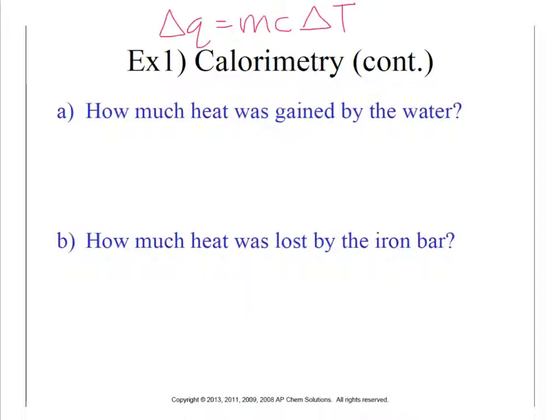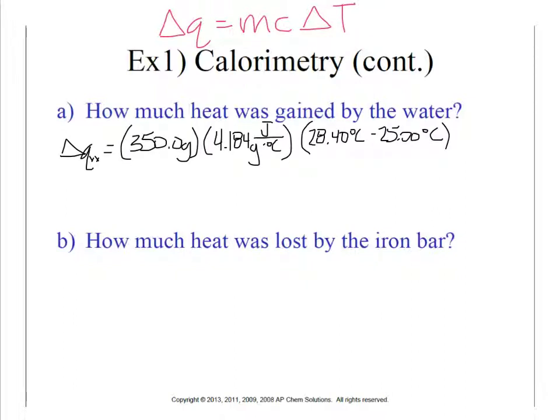Remember that the equation is delta Q equals mc delta T, and so we're going to calculate this using the mass of the water, specific heat of water, and then its change in temperature. And so here it is with all the numbers plugged in. We had 350 grams of water. Since it is water, we can use water's specific heat, and the change in temperature started out at 25 degrees Celsius and changed to 28.4. So there's our final temperature minus our initial temperature.